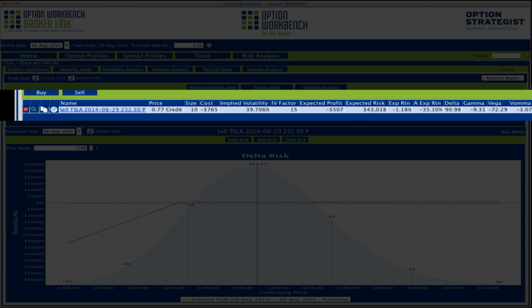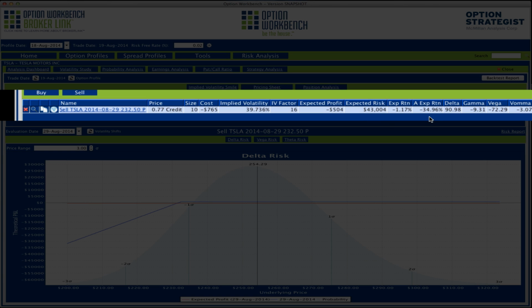Expected risk, this is a margin calculation. Probably my broker will want to hold $43,000 in margin for this naked put, which is kind of a lot. Obviously I can reduce the size and lower that margin, but that's going to lower the amount of money that I pull in. But we'll see how we can hedge that, make that expected risk a little bit smaller without sacrificing any of the credit. Next column is the expected return, which is expected profit divided by expected risk.